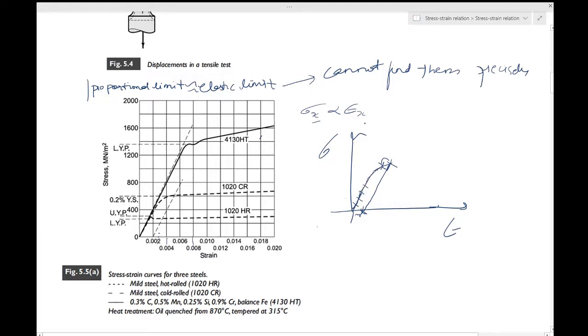Okay, so that is why it is also a limiting case of no permanent strain, and that makes it also harder, again depending on how much distance you are taking between these two points. So that is why you cannot be precise about the elastic limit.